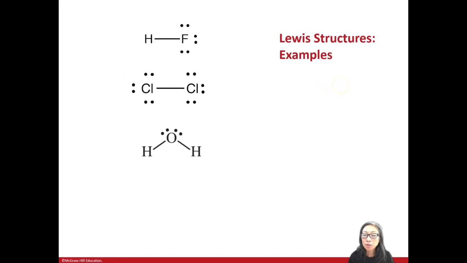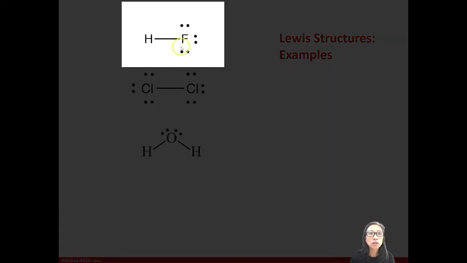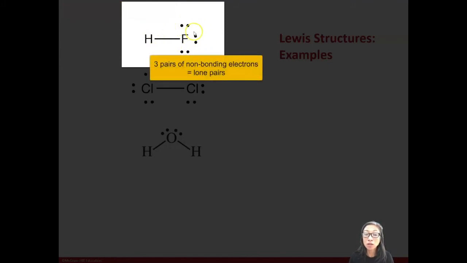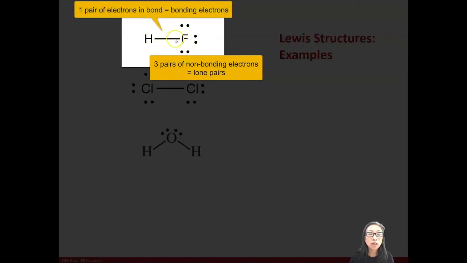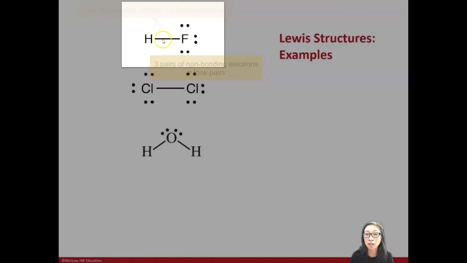In these examples of Lewis structures, you can see that hydrogen has 2 electrons in this bond, and then this fluorine has a total of 8 electrons. There are 6 that are non-bonding. Those are lone pair electrons that are not in bonds. And then there are 2 electrons that are in a bond, and those are called bonding electrons.